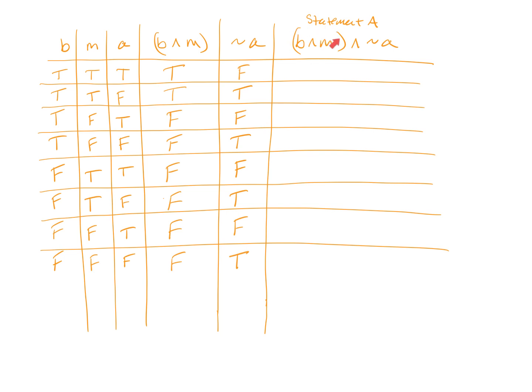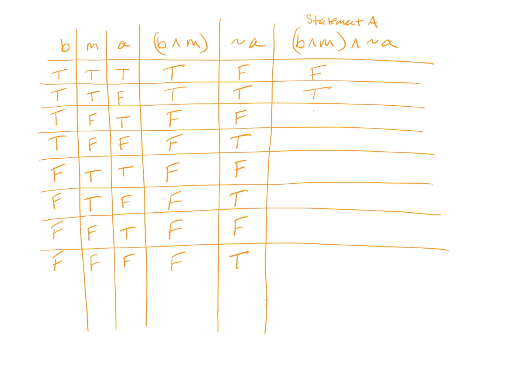Okay, so both B and M has to be true and not A has to be true for this and statement to be true. So I'm going to look at B and M, and I'm going to look at not A, and if I get two trues, I put a true here. If anything other than two trues, you put a false. So true, false, that gives me false. Okay, true, true, that's a true.